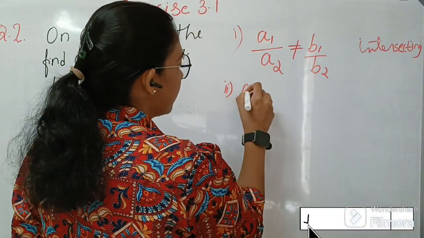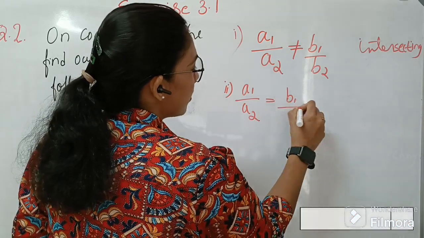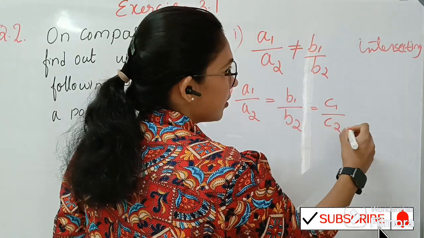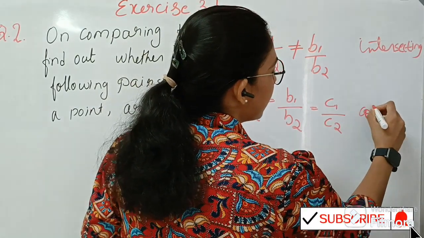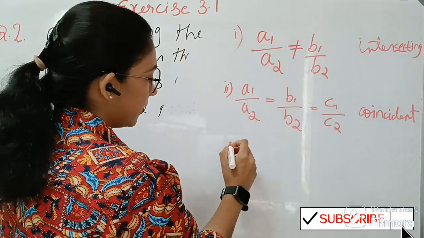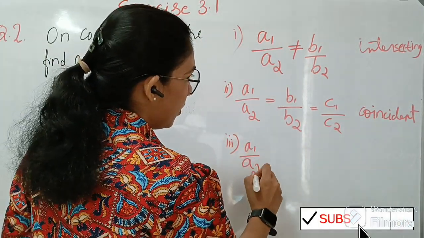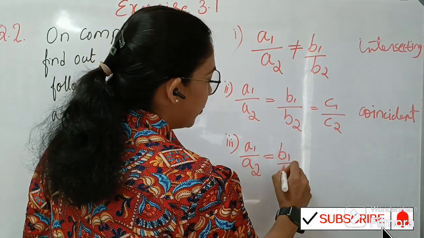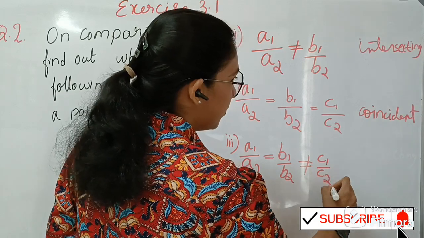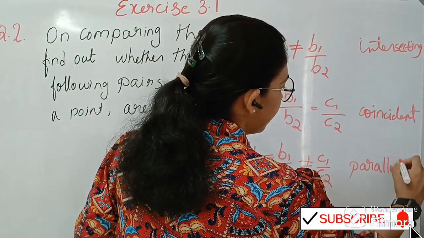Second one is a1 by a2 is equal to b1 by b2 is equal to c1 by c2. Then it is said to be coincident. Third one is a1 by a2 is equal to b1 by b2 but not equal to c1 by c2. Then it is said to be parallel.